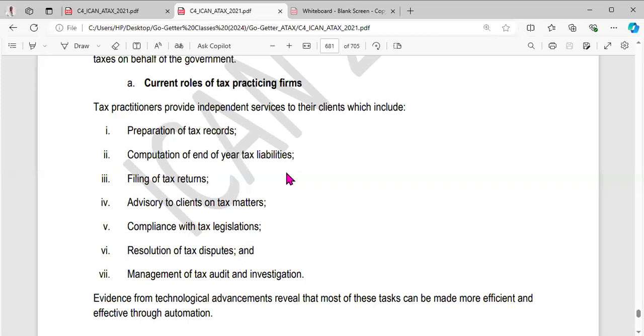Then we have compliance with tax legislation. For example, you need to file your VAT on or before the 21st of the month. If clients don't know, they will want to make you comply with that so that you don't pay penalty. There are some penalties that are as big as 500,000 and some as small as 50,000. They help in resolving tax disputes, and they also manage tax audit and tax investigation. These are what tax practicing firm does.